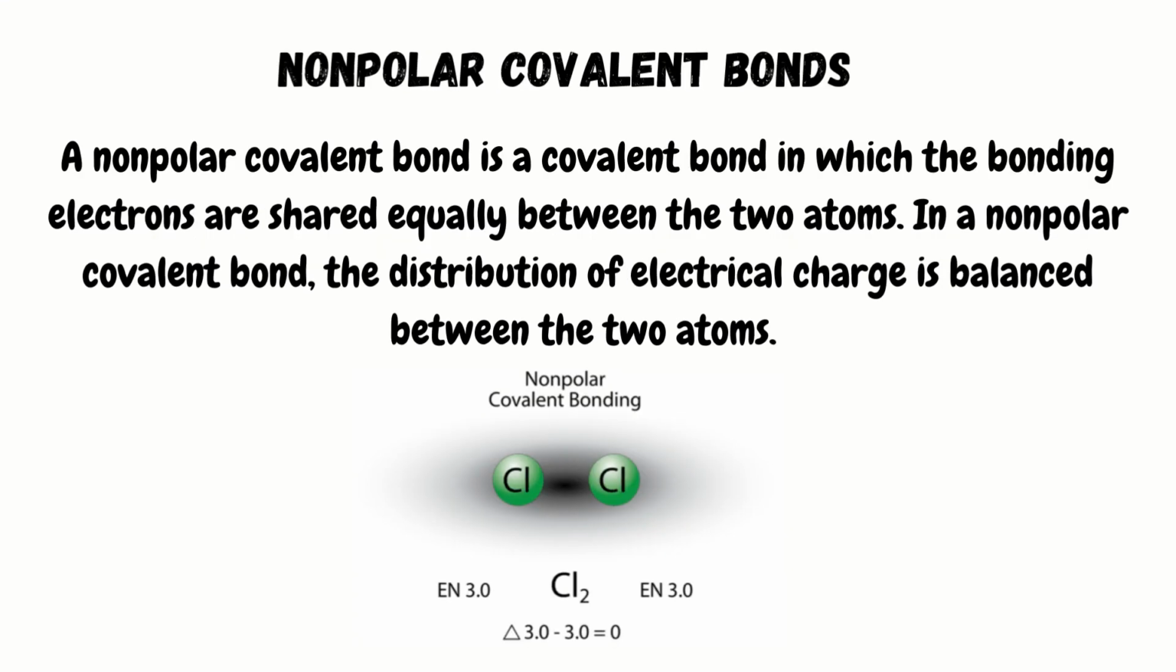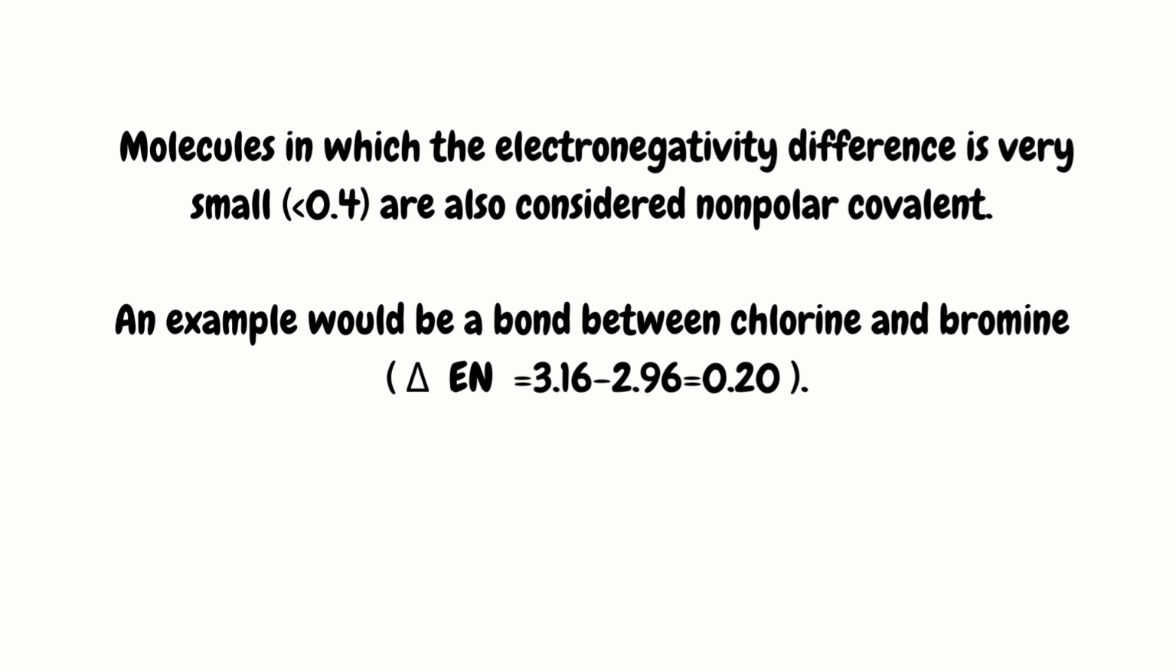Nonpolar covalent bonds. A nonpolar covalent bond is a covalent bond in which the bonding electrons are shared equally between the two atoms. In a nonpolar covalent bond, the distribution of electrical charge is balanced between the two atoms. Here is an example of a chlorine molecule, which is nonpolar covalent bonding. Its electronegativity difference is 0. Molecules in which the electronegativity difference is very small also are considered nonpolar covalent. An example would be a bond between chlorine and bromine.